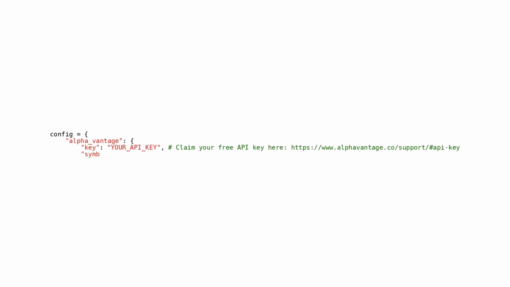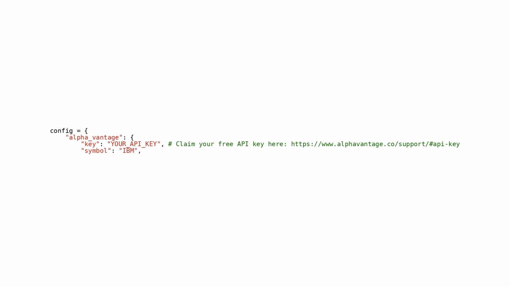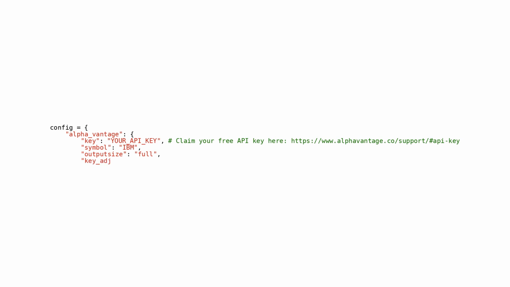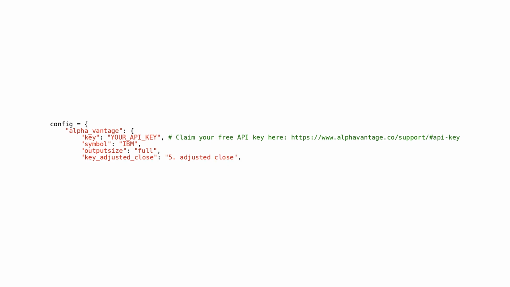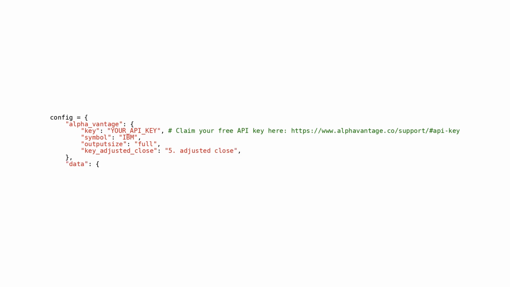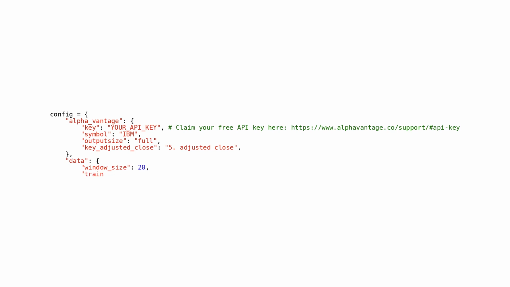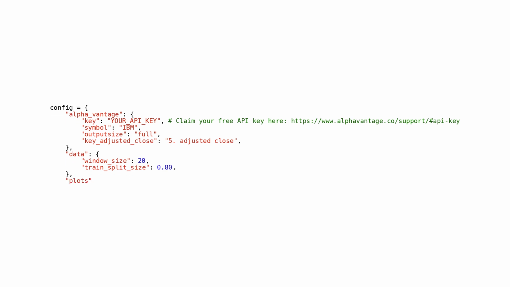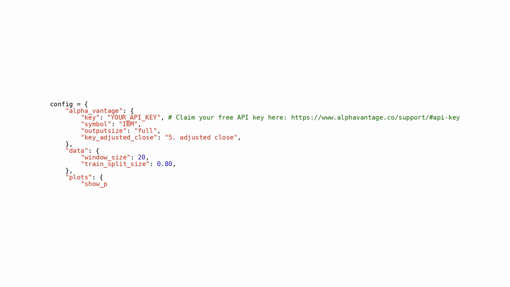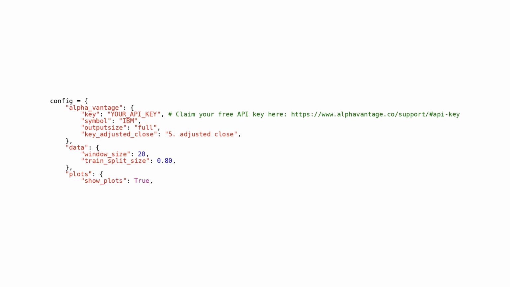1. Alpha Vantage. This section houses settings associated with the Alpha Vantage API, encompassing details like the API key, stock symbol, data output size, and the access key for adjusted close prices. 2. The data. Here you'll find specifications pertaining to the dataset, including the window size utilized for feature engineering and the proportion for segmenting the dataset into training and validation subsets.